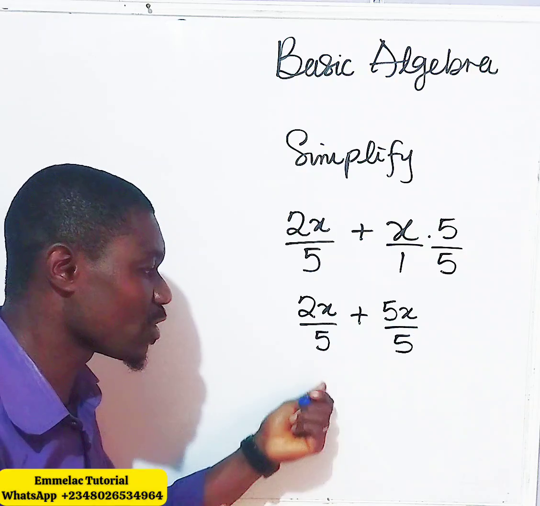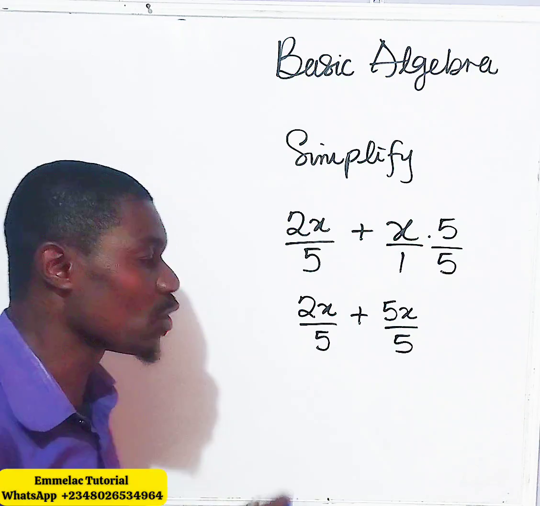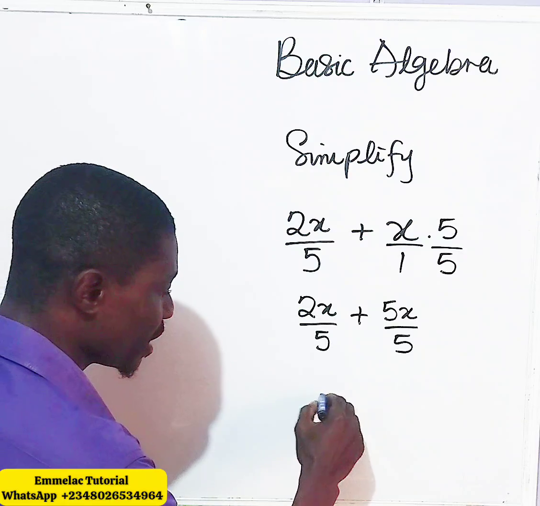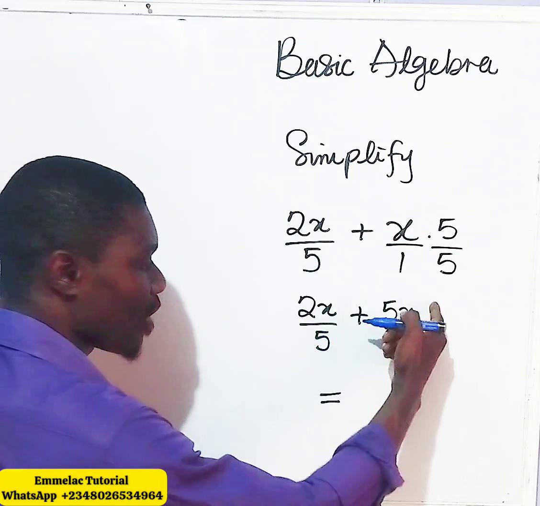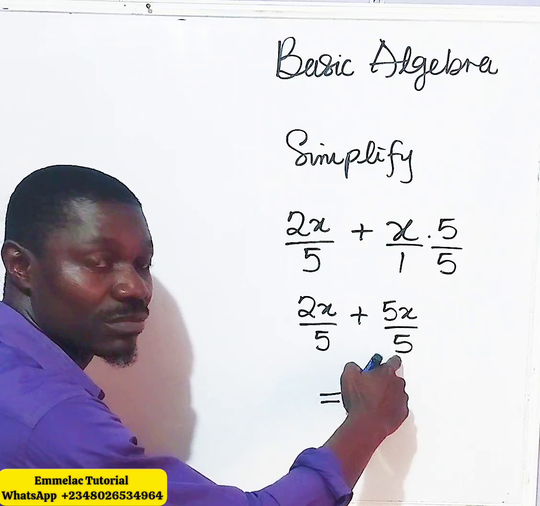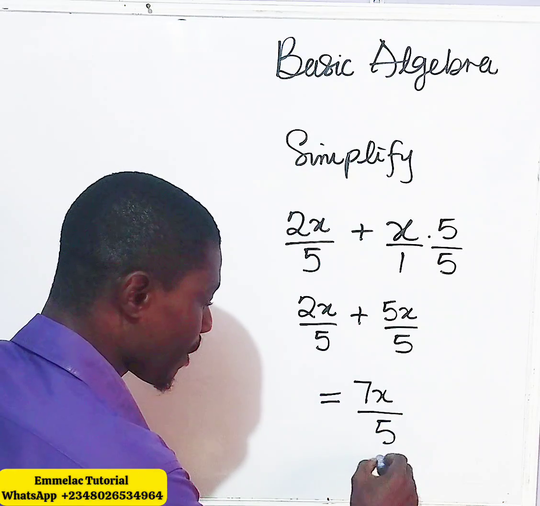So with this now, as long as we have the same denominator, we can always just sum up the numerators, and 2x plus 5x will give us 7x. Since we now have the same denominator, you can just pick up 1.